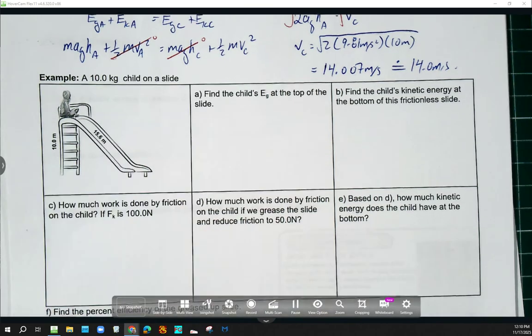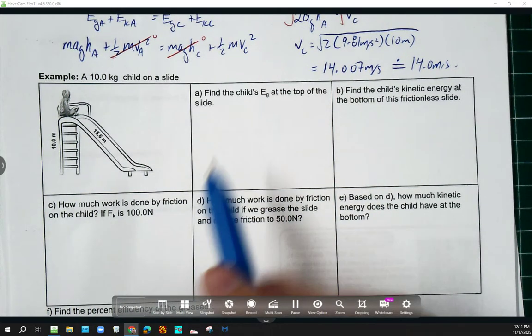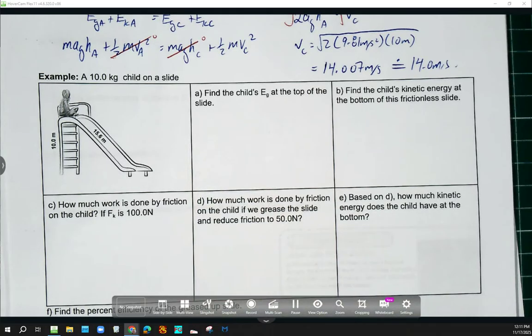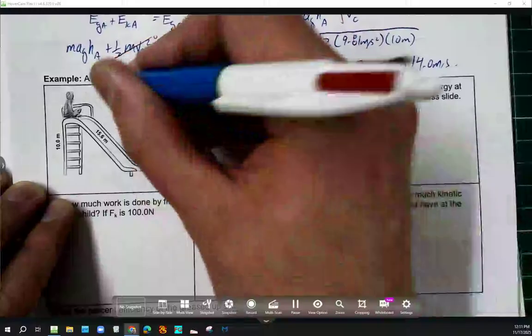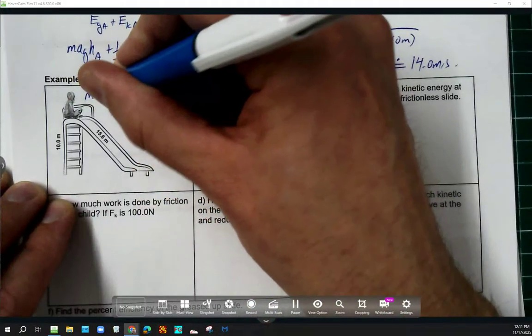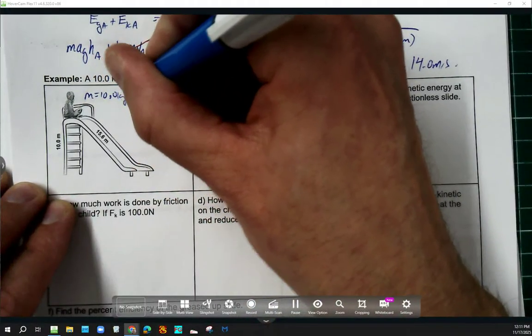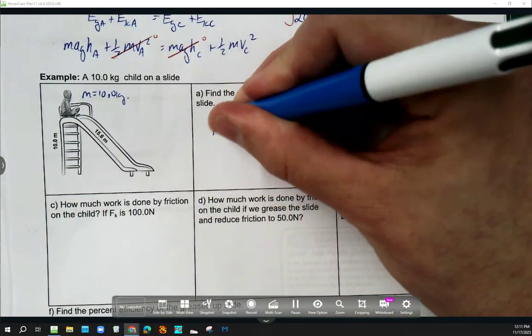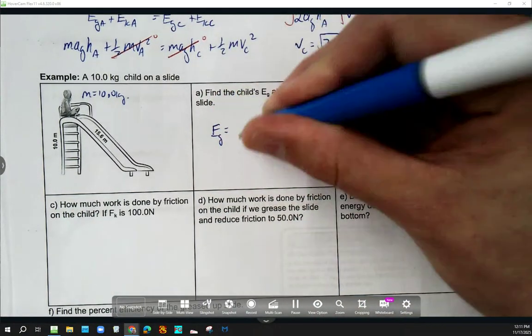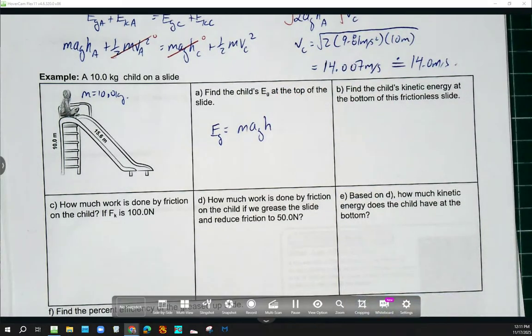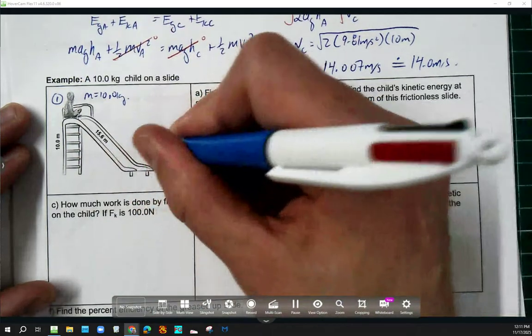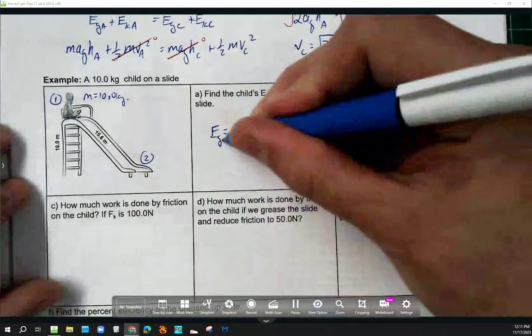I've got this kid that's sitting at the top of the slide. Part A says, find the child's EG at the top of the slide. Well, no problem. We've got a 10 kilogram kid, so mass is equal to 10.0 kilograms. That means that EG is going to be equal to mass times acceleration due to gravity times height. This kid's going to go down a slide, so I'll say this is position 1, and when they get to the bottom, that'll be position 2. That'll just help me keep myself organized.